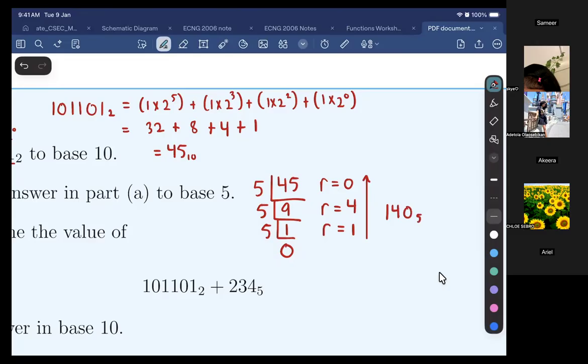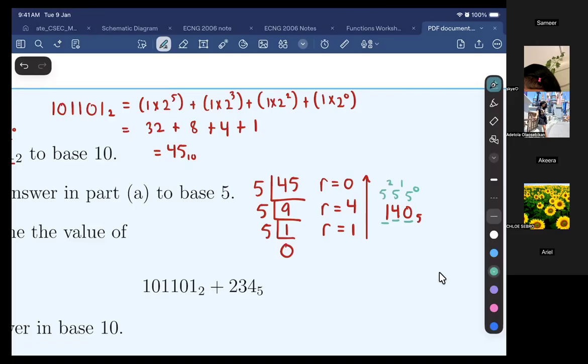That's the answer. Now, if you wanted to verify that it is correct, here's what you could do. How would I convert this to base 10? Do you all know? By the numbers: what would be the place value for 0? 0 by 5 to the power 0. What would be the place value for 4? 5 to the power of 1. Place value for 1? 5 to the power 2.